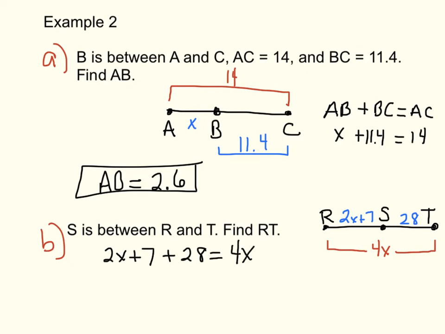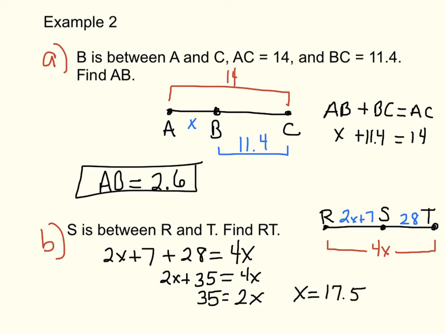Notice that we are using, in both examples, the segment addition postulate. RS plus ST equals RT. So we can translate that and put that into an equation. And now you can simplify the equation, which you should be able to do in your head. So 2x plus 35 equals 4x. Subtract the 2x. And so if you divide by 2, you get the value of x is equal to 17.5.